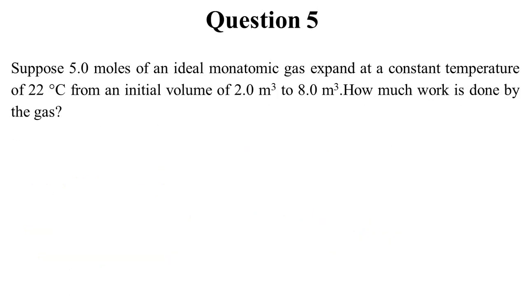Question 5. Suppose 5.0 moles of an ideal monoatomic gas expand at a constant temperature of 22 degrees Celsius from an initial volume of 2.0 cubic meters to 8.0 cubic meters. How much work is done by this gas?